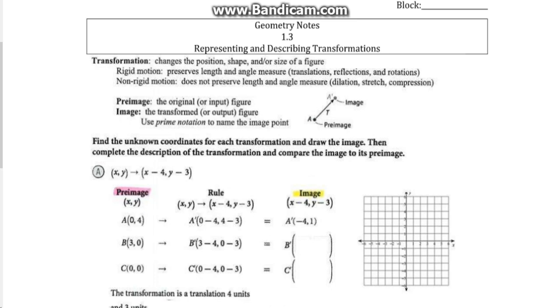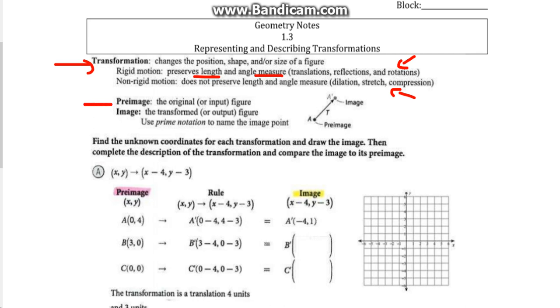It's just an introduction. First of all, a transformation changes the position, the shape, or size of a figure. In rigid motion, the length and the measure stay the same. That's when we're talking about translation, reflection, and rotation. Non-rigid motion does not preserve length and angle measure. That's in dilation, stretch, or compression. So if the triangle or whatever it is becomes bigger or smaller in size, then it's called non-rigid motion.